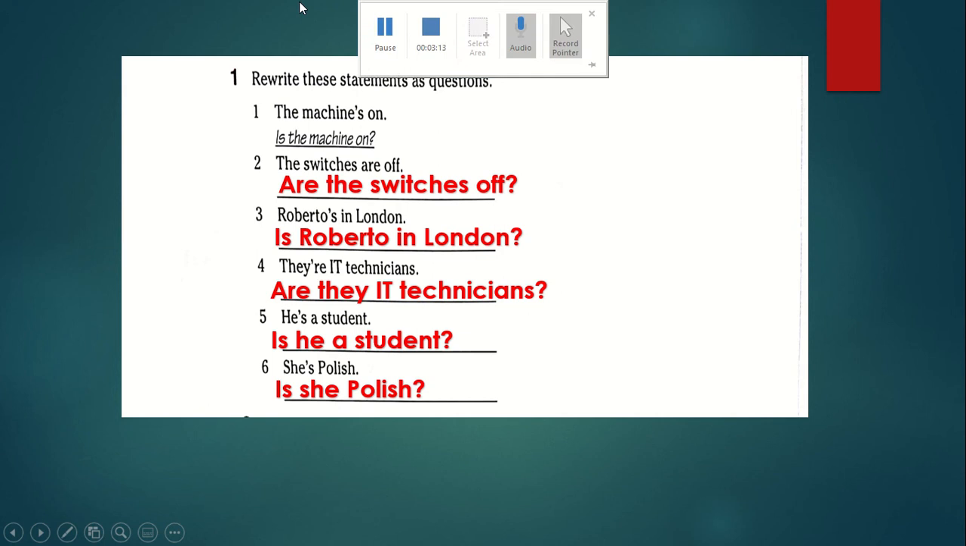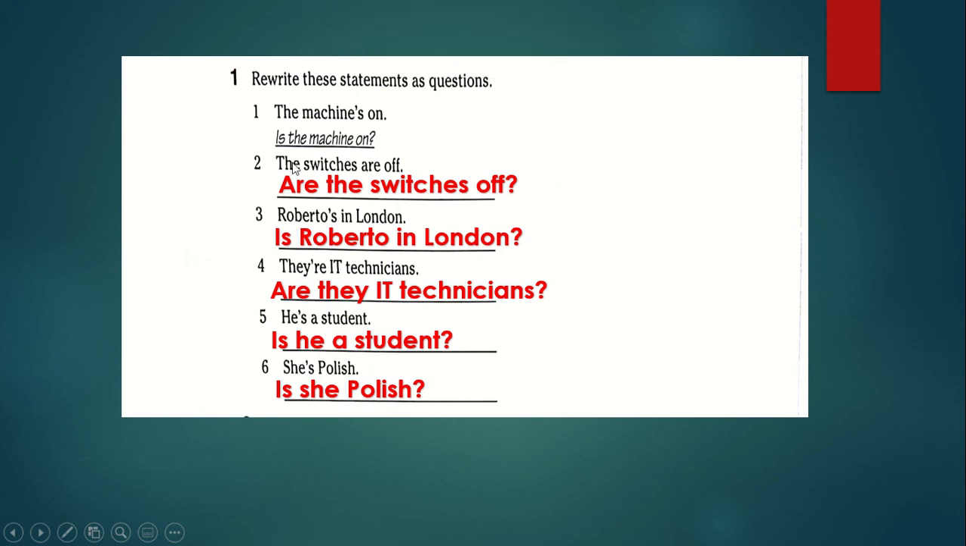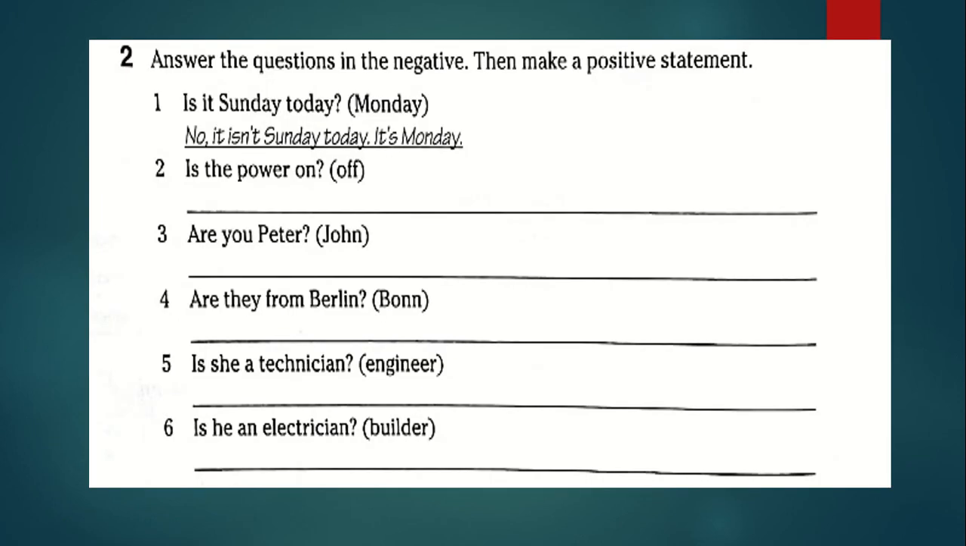Very good. So far we have achieved the first objective, which is forming yes-no questions. كونا نوع من الأسئلة يسمى yes-no questions, because are the switches off? Is Roberto in London? If you answer these questions, you have to say yes or no. Now, let's move to the second exercise and the second objective.